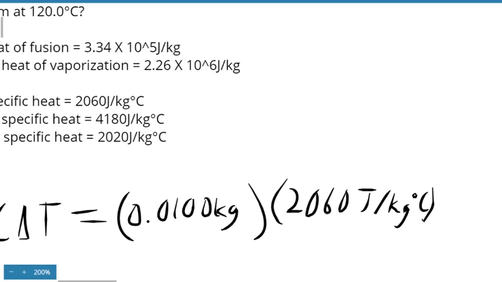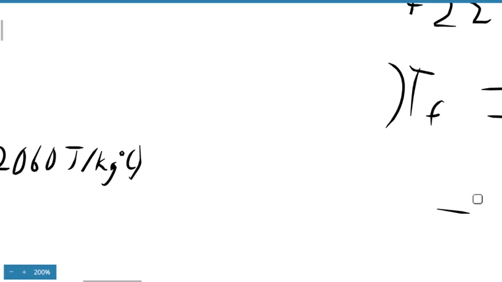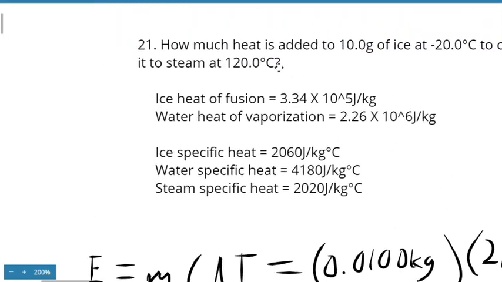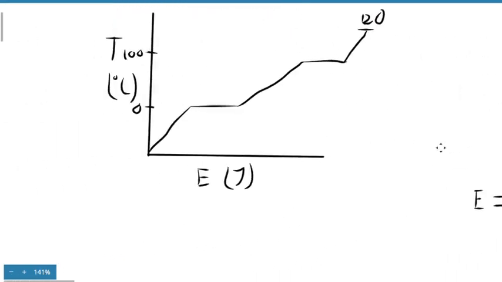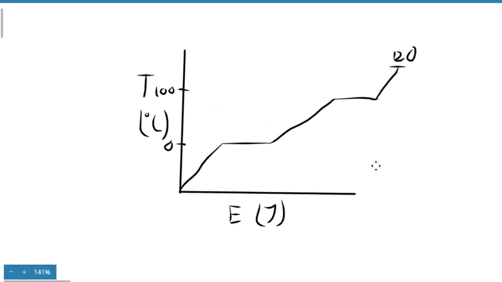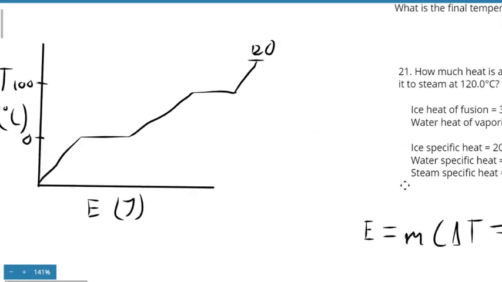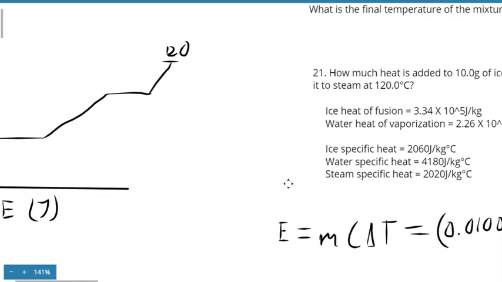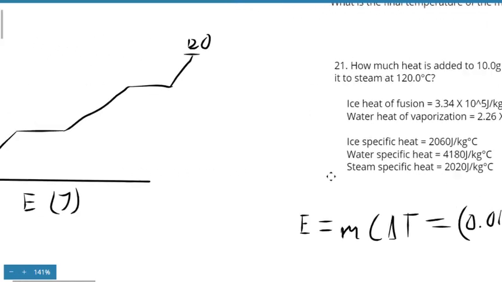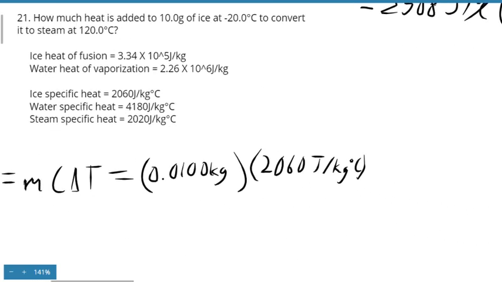And then for the last one, we do delta T. So that is what we got. What we're given is it starts off at negative 20 degrees Celsius, and we go until it starts melting, and water melts at 0 degrees Celsius. So it's TF minus TI. So TF is 0 degrees, minus TI is negative 20 degrees. So 0 minus negative 20 degrees is 20 degrees Celsius.